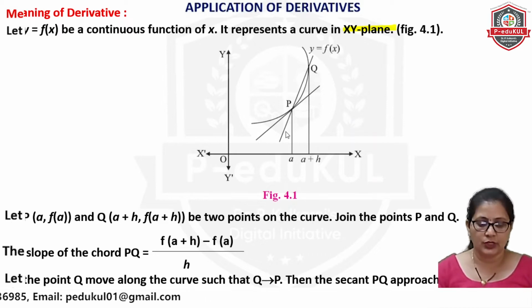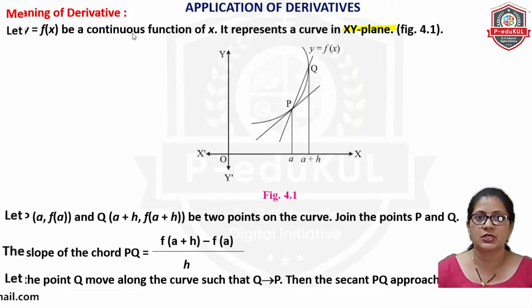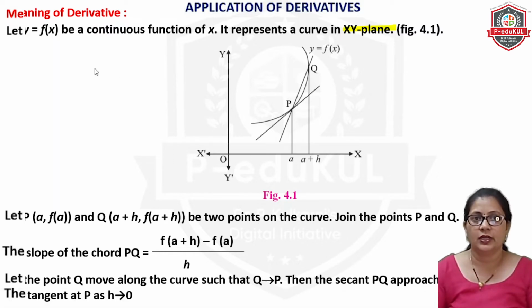So y is a function which should be differentiable, and here y is equal to f(x) is a continuous function. We have taken one continuous function and plotted its graph, which is a curve. On this curve you can see there are 2 points, P and Q. P will have the coordinates A and f(a). We take P as any point in x, because the function is in x, and from that you get the value of y.